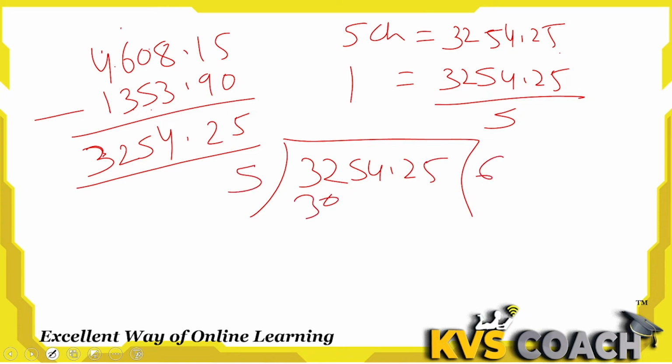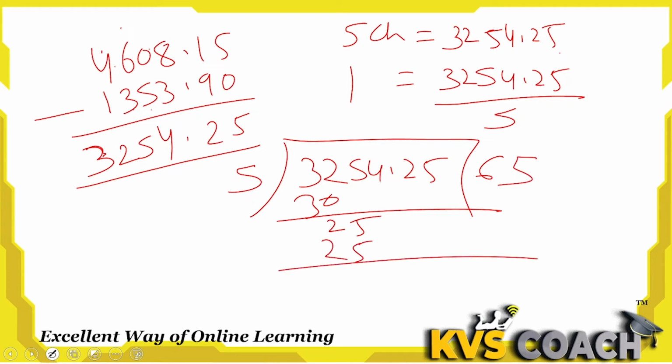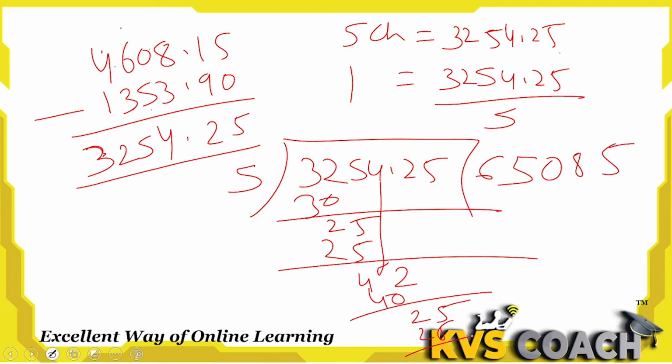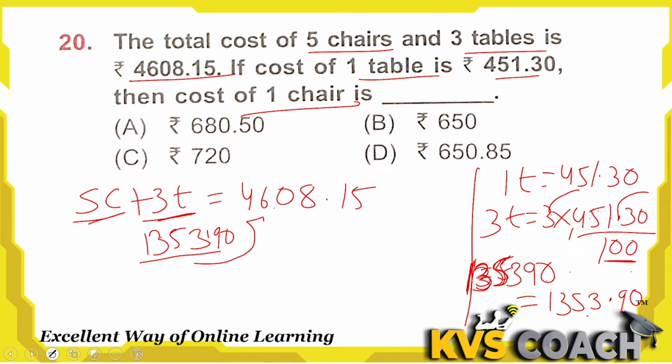Let's divide it. 5 6s are 30. 5 5s are 25. Then 4 is carrying here. We cannot put the value in the second digit, so we will put 0 here, then it will be 2 again. 5 8s are 40. 2 is carrying again, 5 5s are 25. So you can see this is the result, but the decimal is put before 2 digits, so we will put the same decimal here before 2 digits. So the answer will be 650.85 for 1 chair. Okay, 650.85 for 1 chair. D is the right answer here.